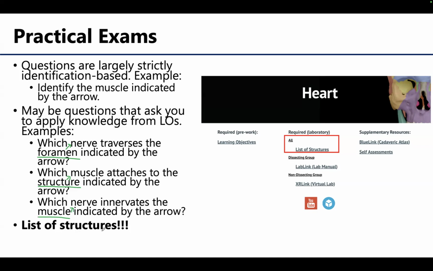The only structures you will be asked to identify, as in the only thing the arrows will be pointing at, will come from the list of structures. And this is kind of our contract to you regarding what we will ask you to be able to identify. So I would be very clear in terms of looking at the list of structures for each session. Occasionally on the images that we provide you, the BlueLink images, there'll be more structures tagged than on the list of structures. Feel free to learn those, but you won't be asked to identify them unless it's on the list of structures.